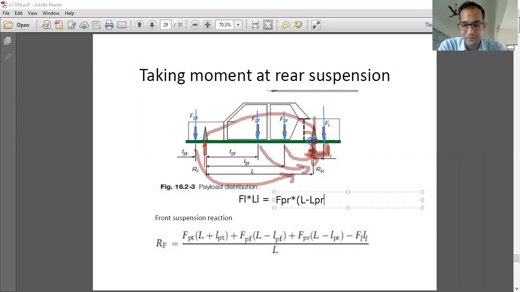LPR, that is for the rear passengers. Now if I'm going for front passengers, it will be plus, because I'm going for counterclockwise movement. It is FPR, FP, I'll say front, multiplied by L minus LPF, front passenger region.